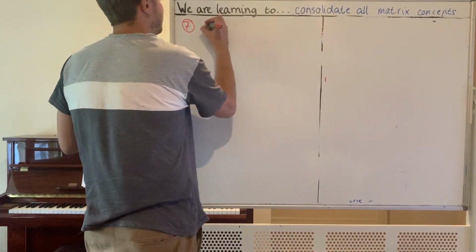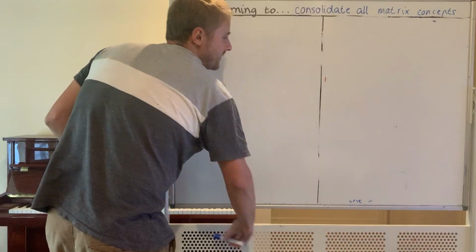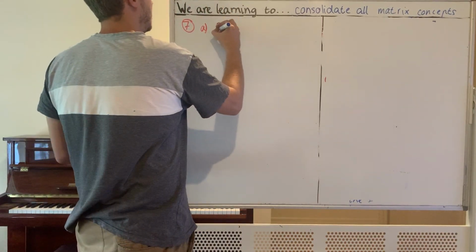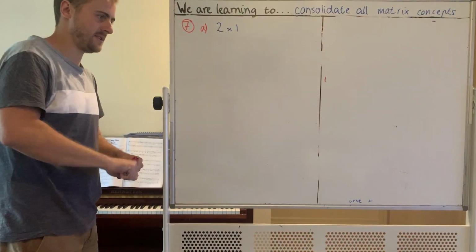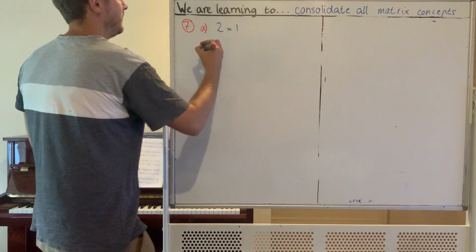Alright, so that one's pretty easy. Matrix N, 2 rows, 1 column, it's a 2 by 1. Nice and easy to start off with.